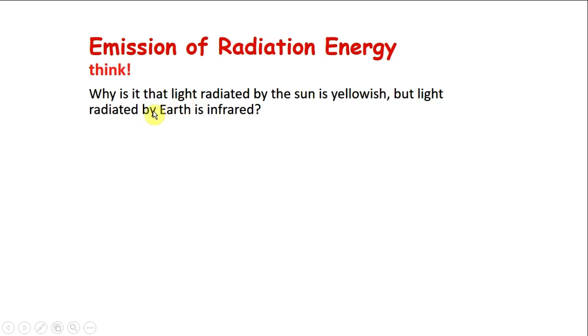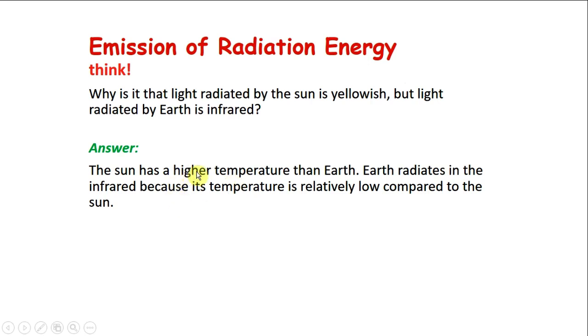Question: why is it that light radiated by the sun is yellowish, but light radiated by Earth is infrared? Well, the answer is easy. The sun has a higher temperature than Earth, but Earth radiates in the infrared because its temperature is low compared to the sun.